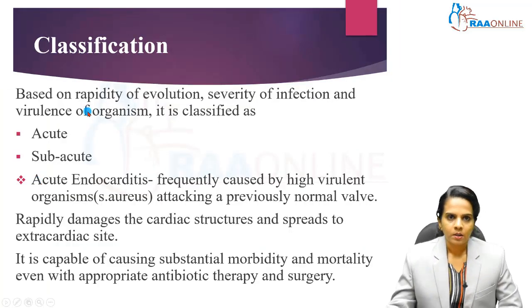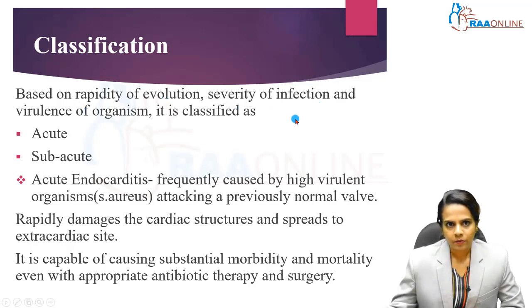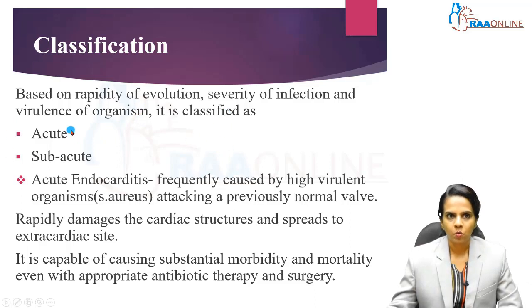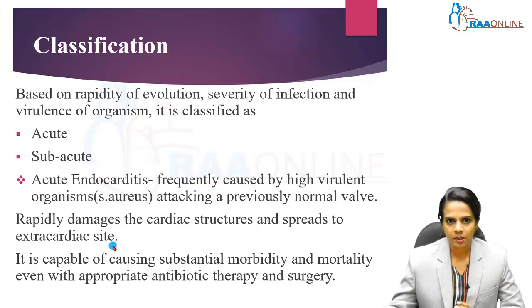Coming to the classification, based on rapidity of evolution, severity of infection and virulence of the organism, it is classified as acute and subacute. Acute endocarditis is frequently caused by highly virulent organisms like Staphylococcus aureus, attacking a previously normal valve. It rapidly damages the cardiac structures and spreads to extracardiac sites, and is capable of causing substantial morbidity and mortality even with appropriate antibiotic therapy and surgery. The most common organism causing acute endocarditis is Staphylococcus aureus, and it usually attacks a previously normal valve.